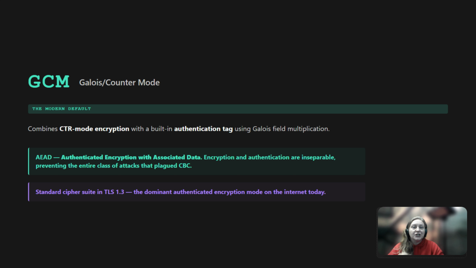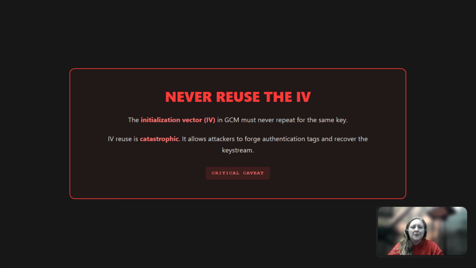One critical caveat about GCM, though. The initialization vector, the IV, must never repeat for the same key. IV reuse in GCM is catastrophic. It allows attackers to forge authentication tags and recover the key stream. Every well-implemented AES-GCM library handles IV uniqueness automatically. Every poorly implemented one does not.